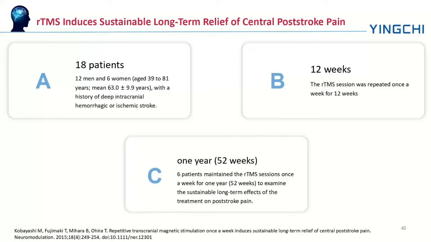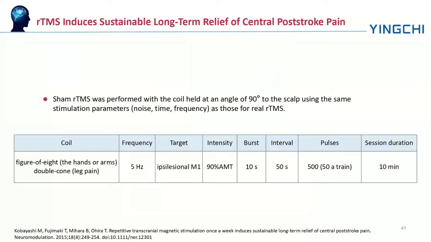In a study, they enrolled 18 patients, and for 6 of them, they maintained the rTMS sessions only once a week for 1 year to examine the sustainable long-term effects of the treatment on post-stroke pain. They used a figure-of-8 coil to relieve hand or arm pain, and a double cone coil to relieve leg pain. Both used high-frequency rTMS targeting the affected hemisphere.